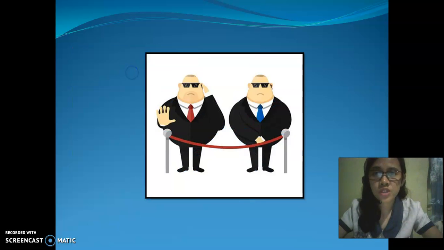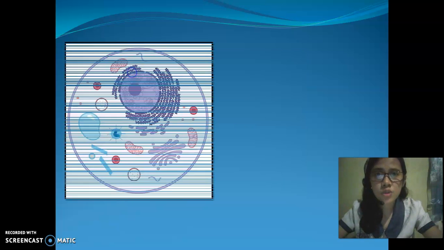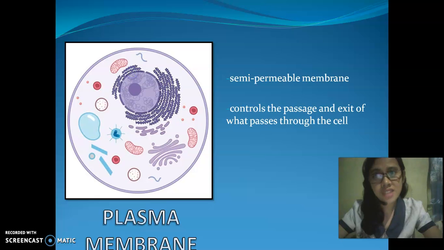One role of a security guard is being a gatekeeper. He guards the entrance to control the in and out of people in a building. The same goes for plasma membrane of a cell.